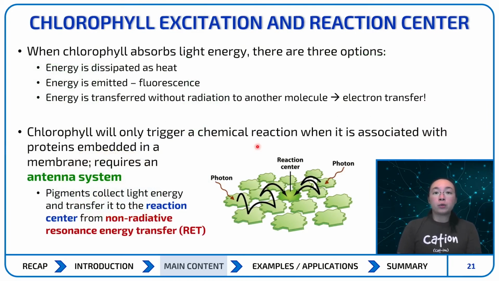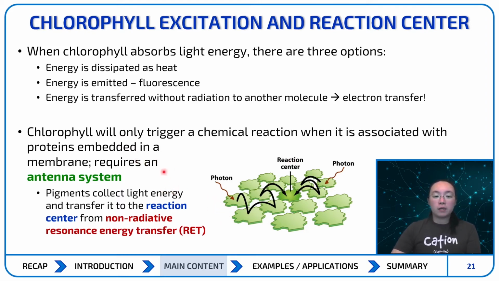Now, when chlorophyll absorbs light energy, there are 3 options. Number 1, the energy can be dissipated as heat. Number 2, the energy can be emitted as fluorescence. And number 3, the energy can be transferred to another molecule without radiation, which we call electron transfer. So chlorophyll is only going to trigger a chemical reaction when it is associated with proteins embedded in a membrane, and it requires an antenna system or a photosystem.